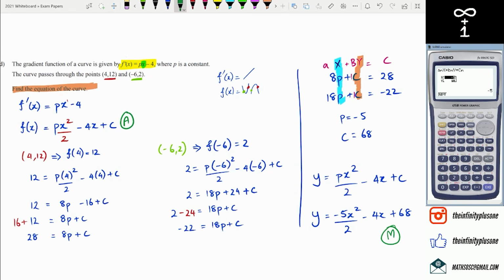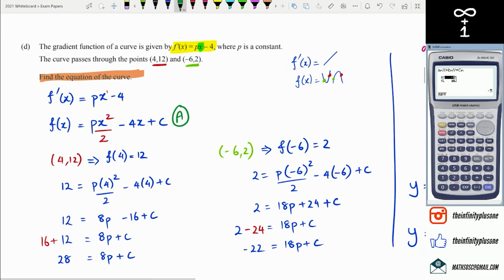So a lot of work for a merit, as you guys can see, but that's why we say, if you can actually use the graphics calculator to give yourself a slight bit of advantage, then why not? Cool. Let's go to the next question.